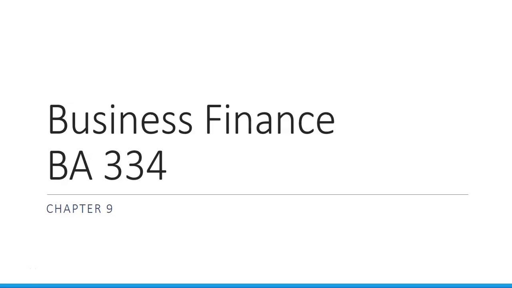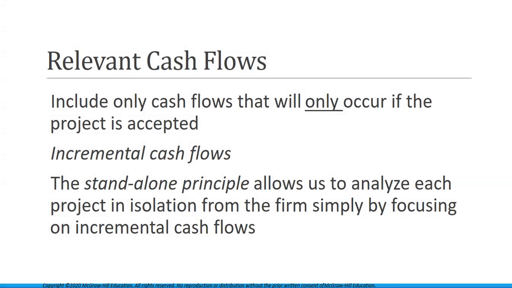Business Finance, Chapter 9. In Chapter 9, we continue our discussion of capital budgeting analysis, but we move on from the calculations of the payback and net present value and talk about how we find the cash flows that we use in those calculations in the first place. So first, we focus on relevant cash flows. These are the cash flows that happen only if the project is accepted. They're also called incremental cash flows.